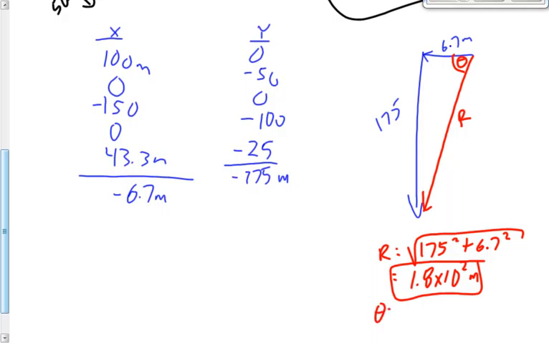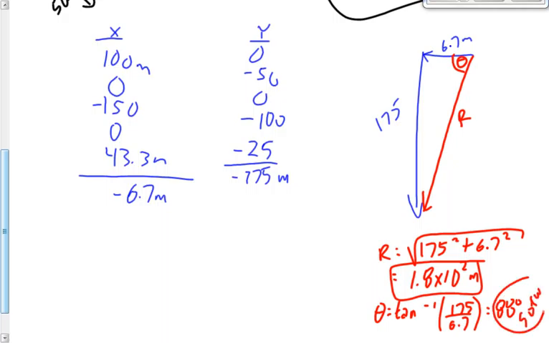Theta is equal to the inverse tan function of opposite over adjacent. That's 175 over 6.7. That angle is 88 degrees. So this would be 88 degrees. Well, we went west, then south. So it would be south after west, or south of west.